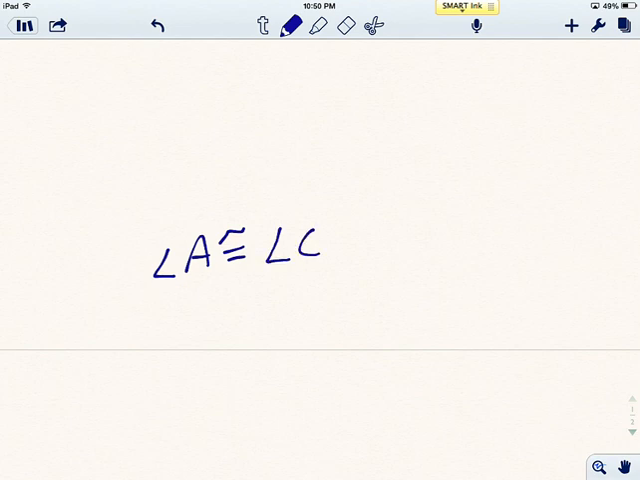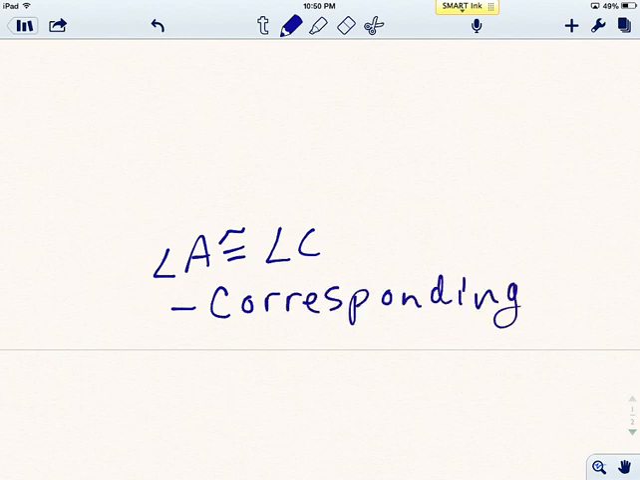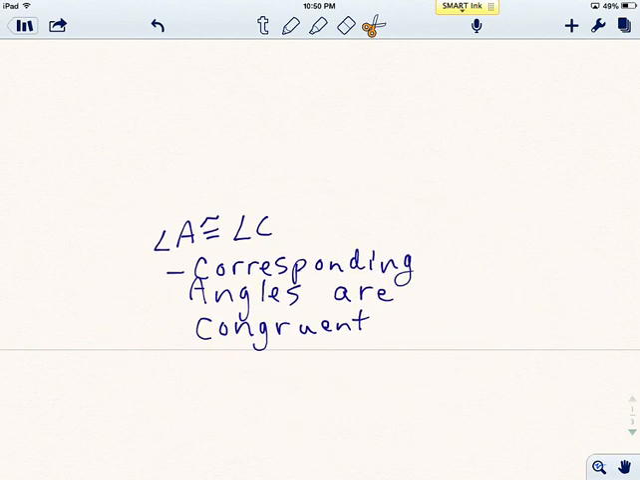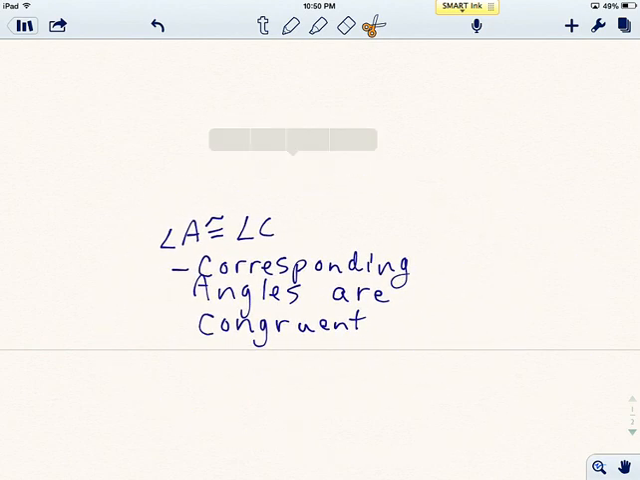And then our piece of evidence for this is that we did this in the last one. We said that corresponding angles of congruent triangles are congruent. I'm just going to say corresponding angles are congruent, because all of that other stuff sounds a little bit confusing. So let's shrink that down and make that our last little step there.